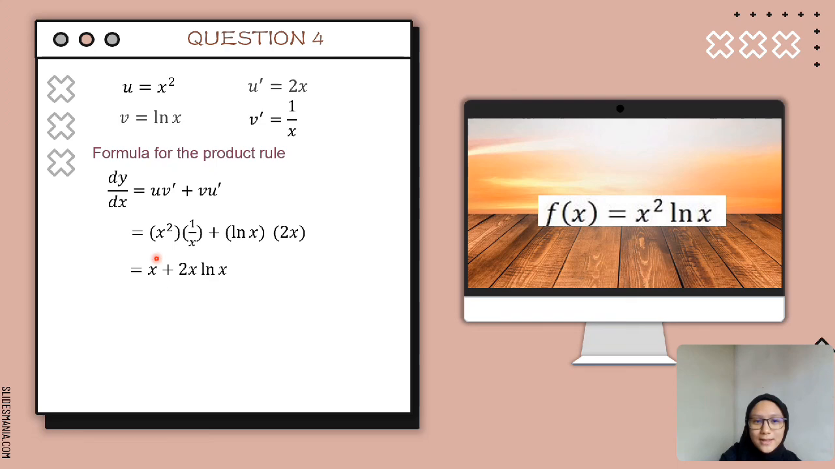So how do we get the x? We get the x from x squared multiplied with 1 over x. So the multiplication gives x squared over x, and we simplify x squared over x to x. And this is the answer for this question.